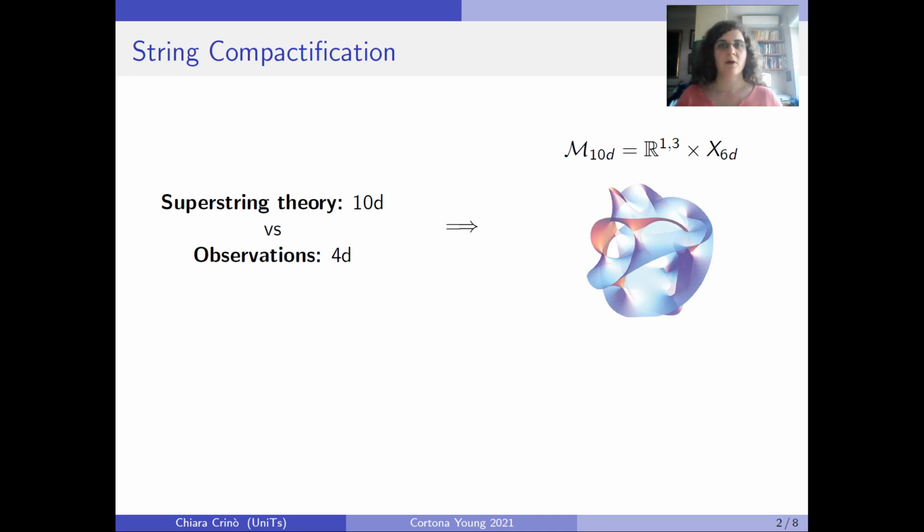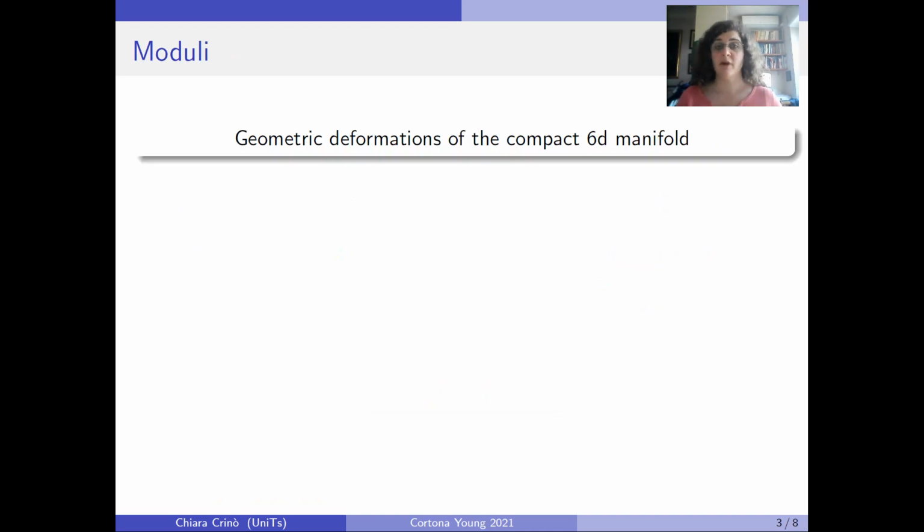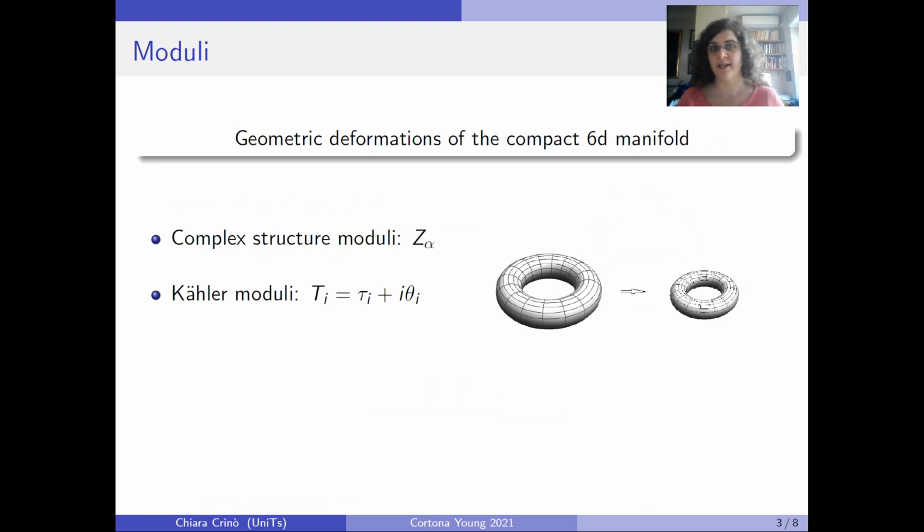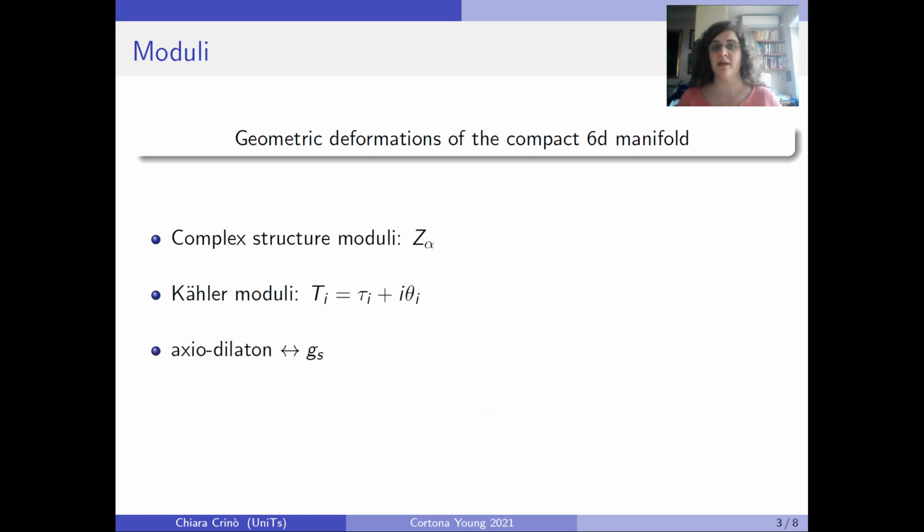In our work, we only considered compactifications on a Calabi-Yau space, but in general we know that all known compactification procedures produce a huge amount of moduli. The moduli are geometric deformations of the compact 6-dimensional manifold, and we can classify them into complex structure moduli parametrizing the shape of the manifold, Kähler moduli parametrizing its size, and the axio-dilaton that for our purposes we will consider to be fixed by the string coupling constant.